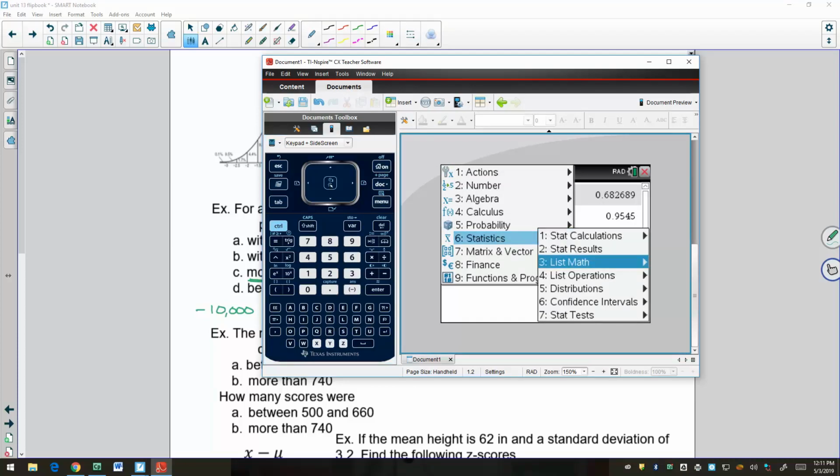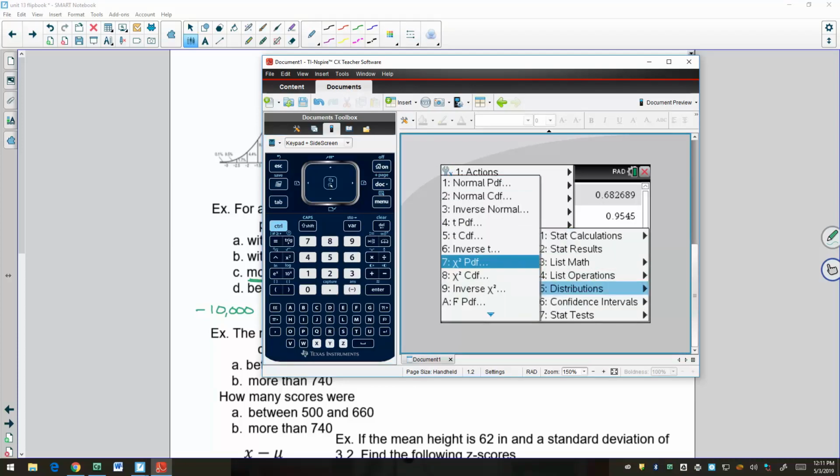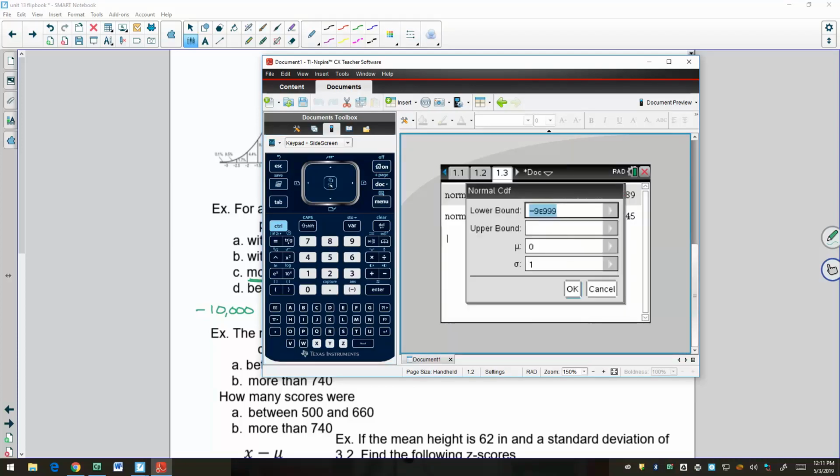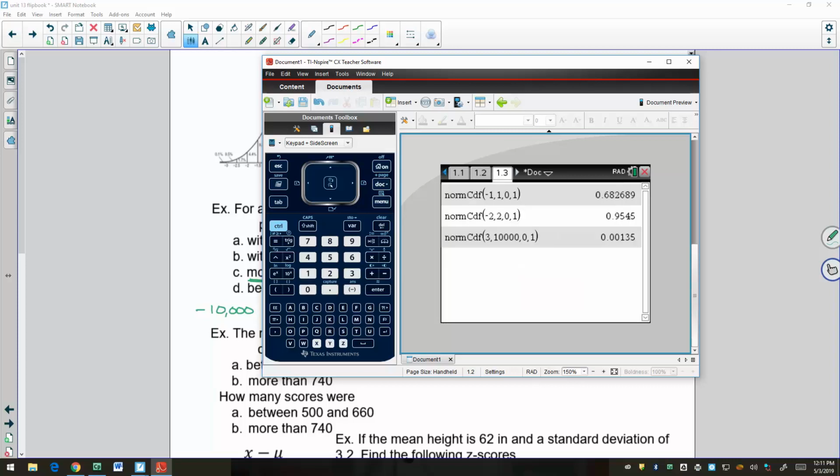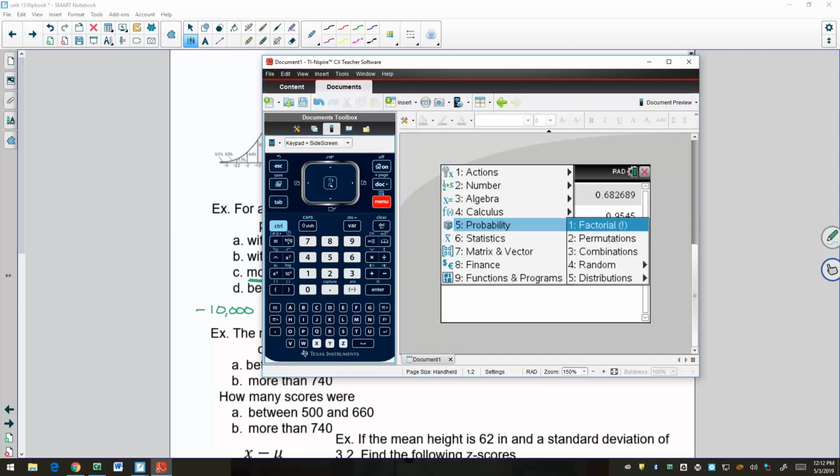So we have to do distributions, normal CDF. We want to go from 3 to 10,000 and hit OK. There's that percent. So if we go over 3, that's only a 0.135%, but that's on the upper end. Now we have to do the lower end, so we have to do it again, because it just said more than 3.